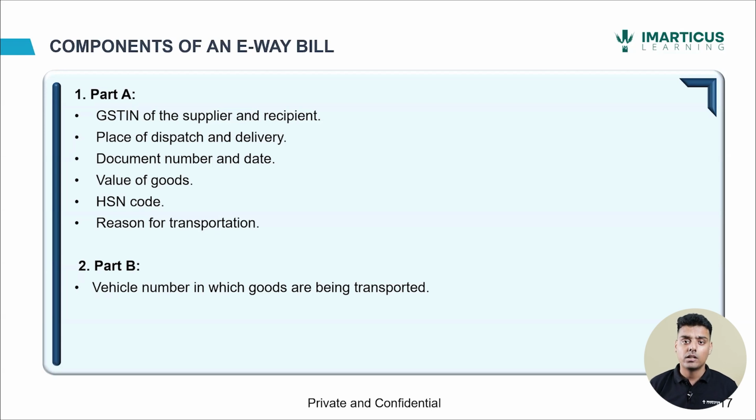The document number or the invoice number and the date, the value of the goods, the HSN code of the goods, and the reason why the goods are being transported. Part B has the details of the vehicle number which is being used to transport the goods.